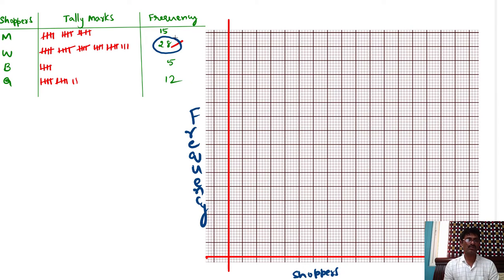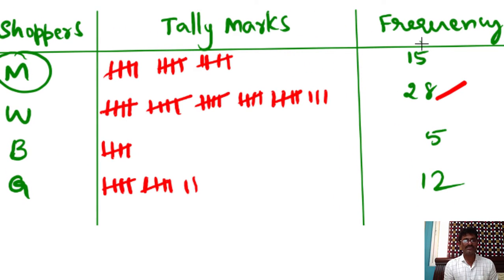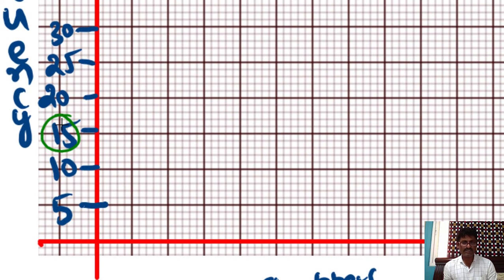Now you see the maximum value of the frequency is 28. So let us take the scale as 5. That means this is 5, this is 10, this is 15, this is 20, 25, 30. Now you observe man's frequency is 15. So where is 15? You see here this is 15. So let us draw like this. Up to 15 let us draw a rectangle like this. This is the rectangle related to M.